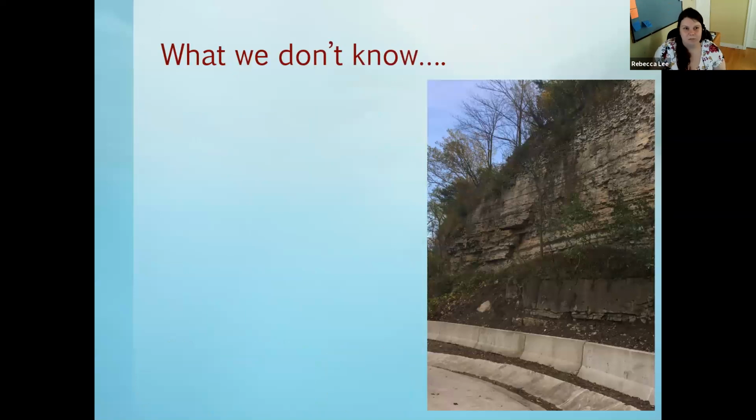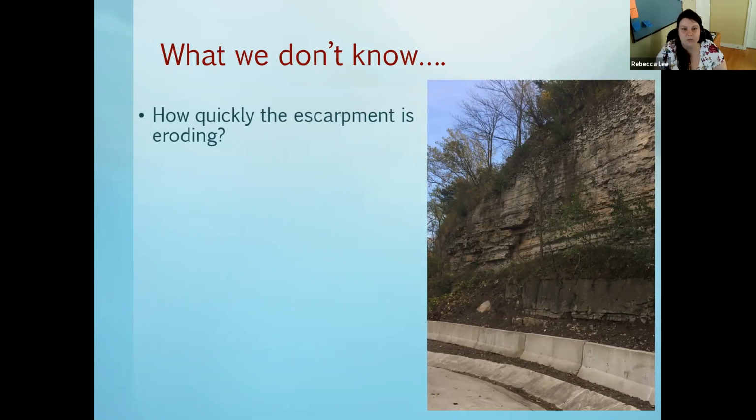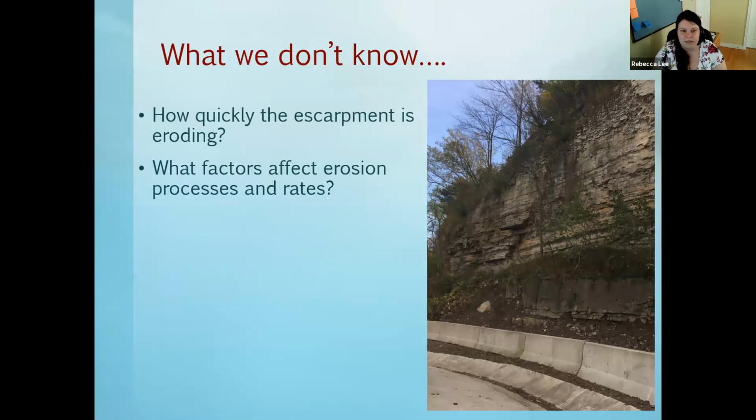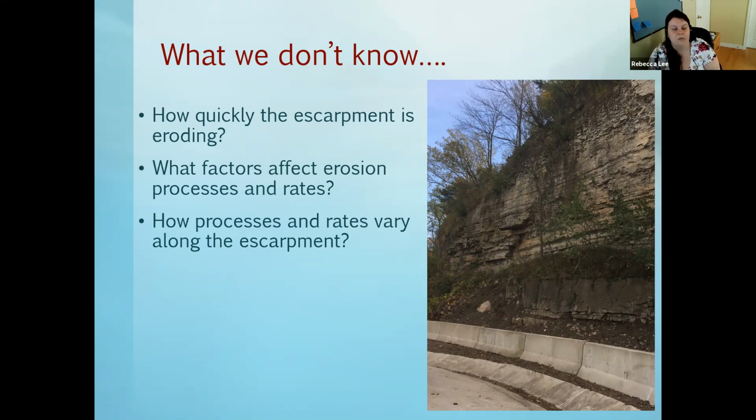So we know kind of what processes are probably occurring, but we don't know a lot of things. We have a lot of questions. How quickly is the escarpment eroding? What processes and rates, and how are they being affected by different things? So what are the factors affecting them? How do those processes and rates vary along the escarpment?